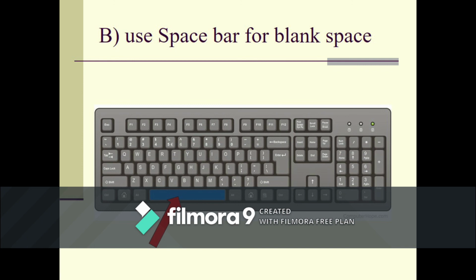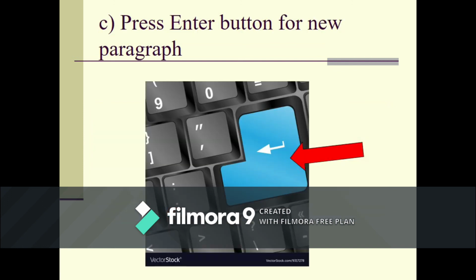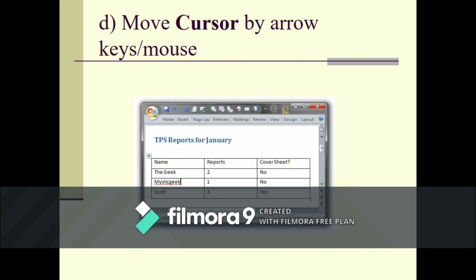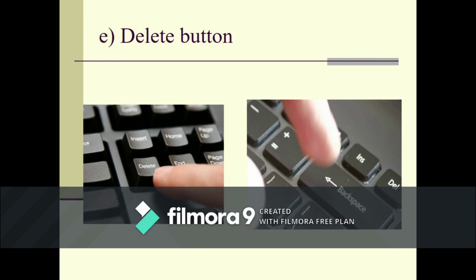Spacebar is used to make blank space in MS Word. By pressing the enter button, we can make a new paragraph in MS Word. We can move the cursor in MS Word by using arrow keys or mouse. If we want to delete any portion of the text, we use the delete or backspace button. The delete button deletes the words to the right, forward, and the backspace button deletes the backward words.